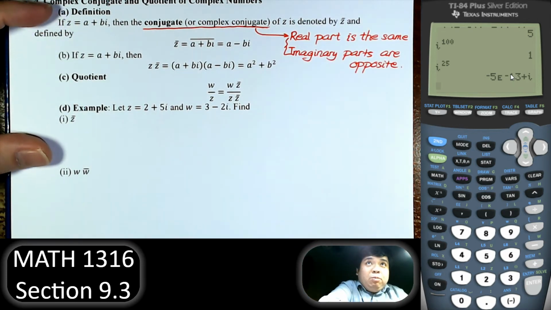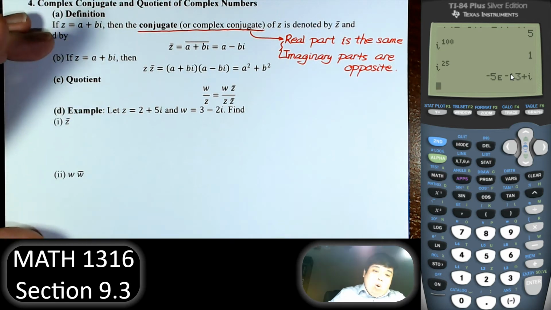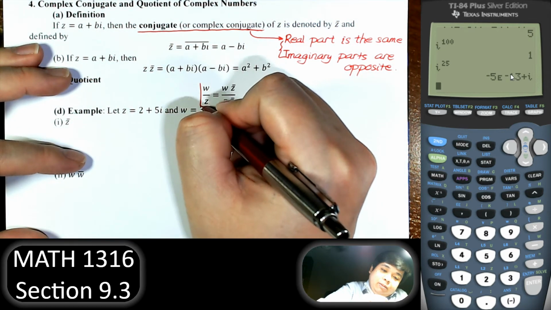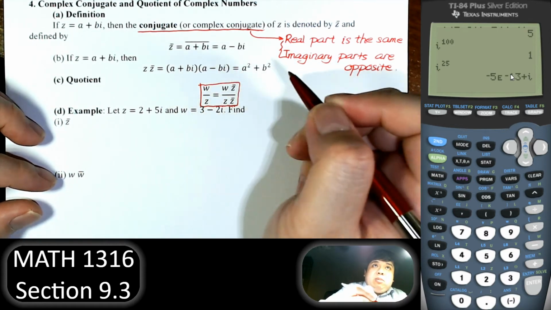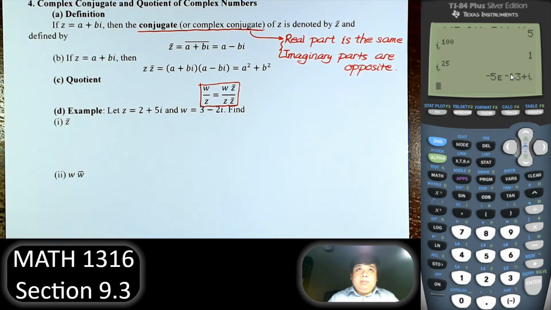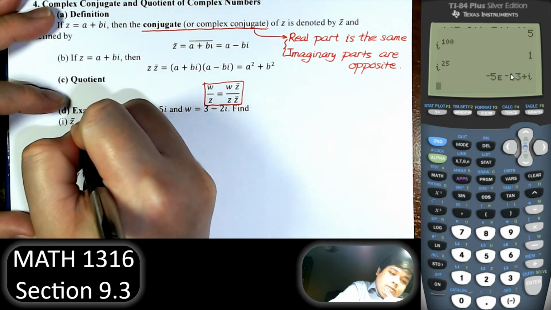And when we define the complex conjugate, we can define the quotient. If we divide them, we multiply the complex conjugate top and bottom. That's how we divide them. We don't divide directly, but we multiply by the conjugate. Let's see how it works.